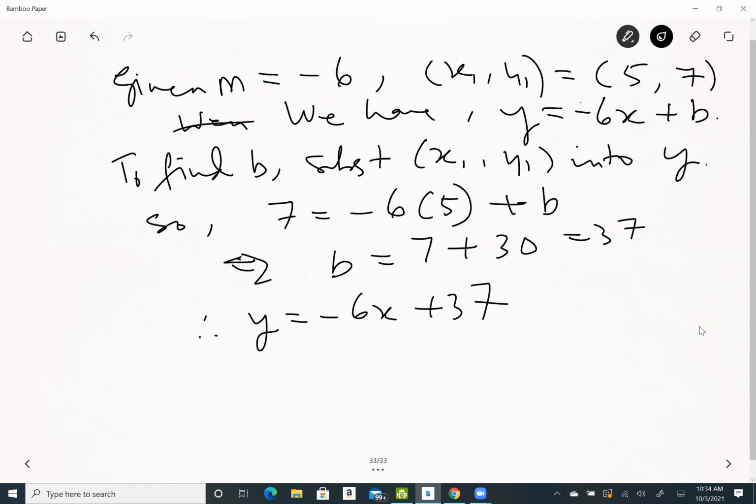So for number 2, you can either be given the slope and 1 point, or you are given 1 point and the y-intercept. Either way, we can find the function.